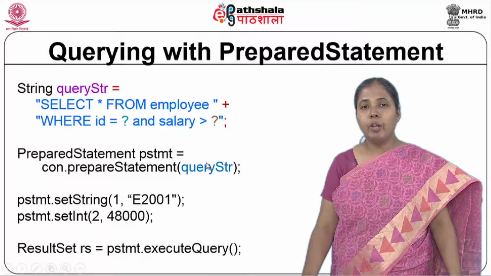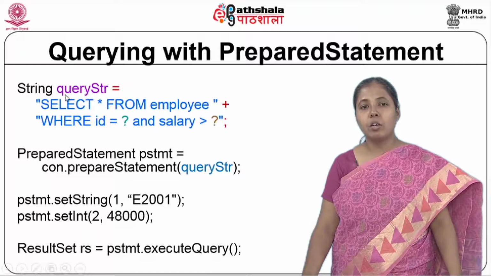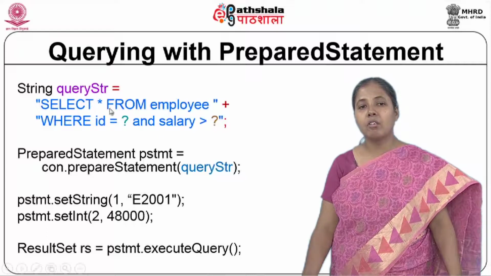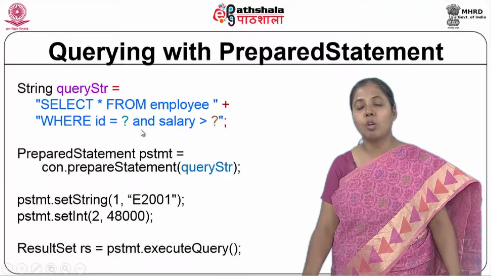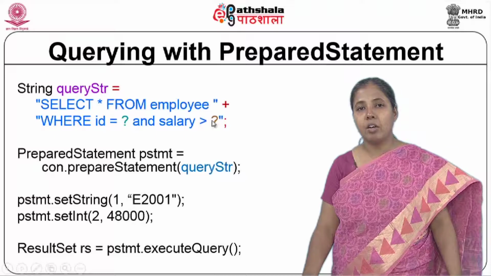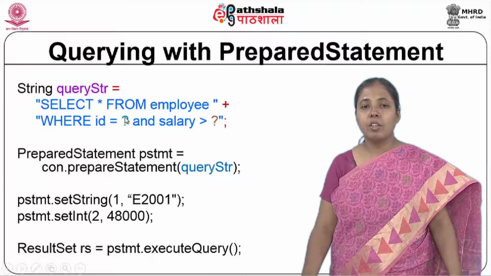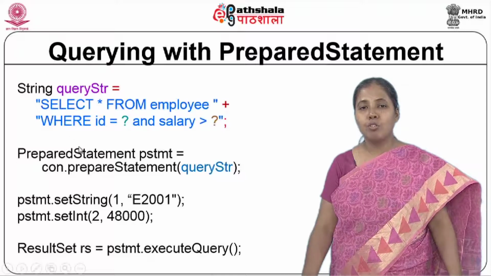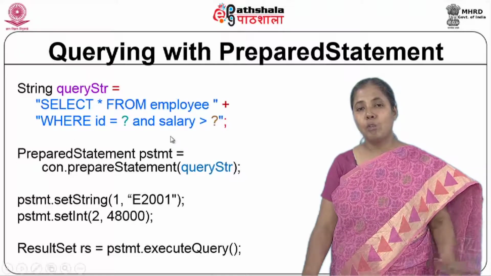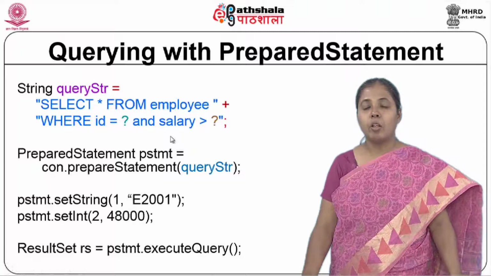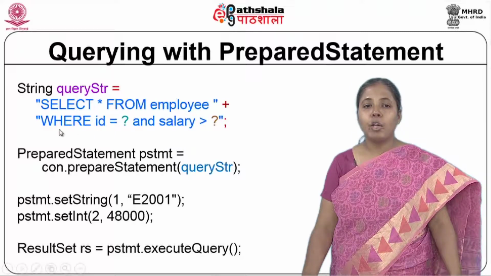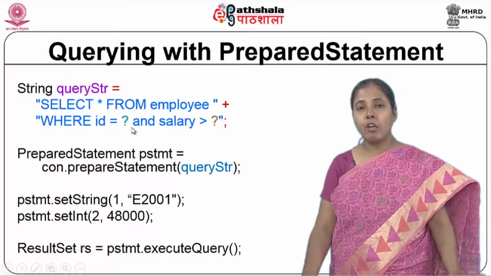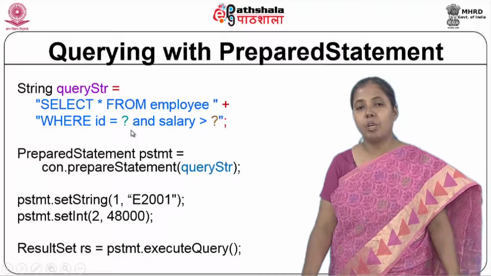So, in order to query with the prepared statement, you can see the query string is given like this. Instead of giving directly select star from employee where ID equal to 100 or something and salary is greater than 50,000, here we have not given the values. We have put a question mark here. So, the query string has question marks whose values would be set after compilation: select star from employee where ID equal to question mark and salary is greater than question mark. The actual values can be given later.